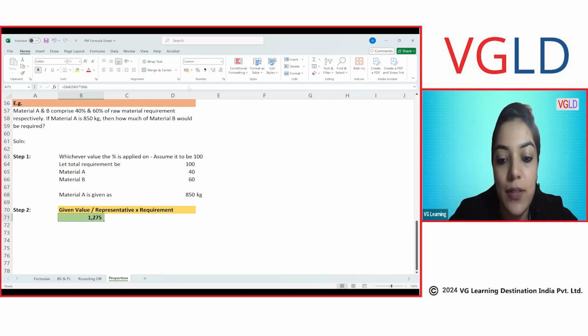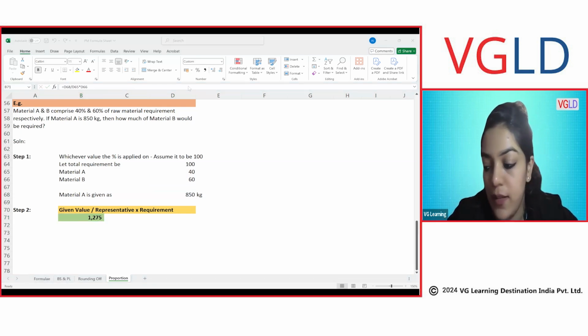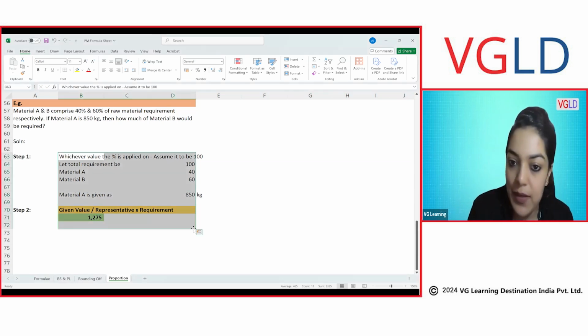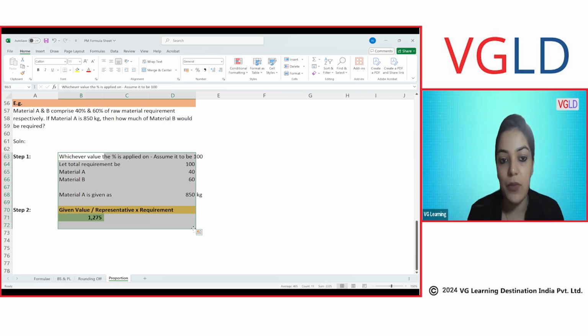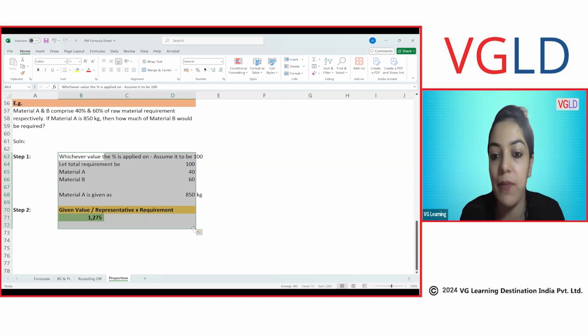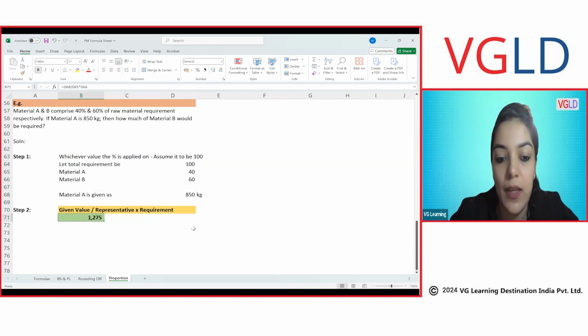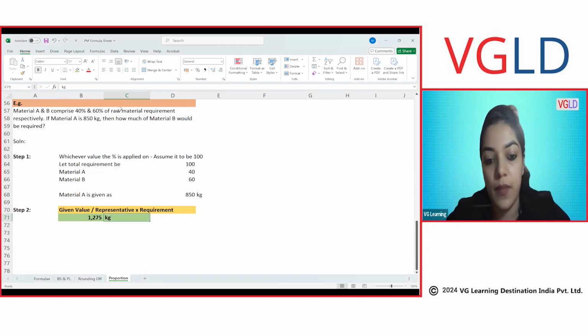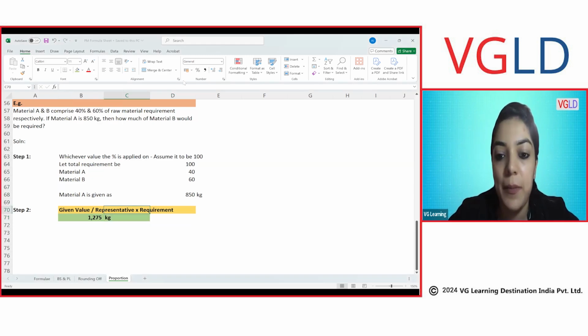Saurabh, did you get the answer to your question? Yes? So it can change. Whatever it is, you just have to apply this logic. Whatever value the percentage applies on, assume it to be 100, and then find out the given value and the representative value, and use the question's given value divided by representative, multiply with the requirement. So this is the answer, 1275 kg. Okay. All right. Now coming back.